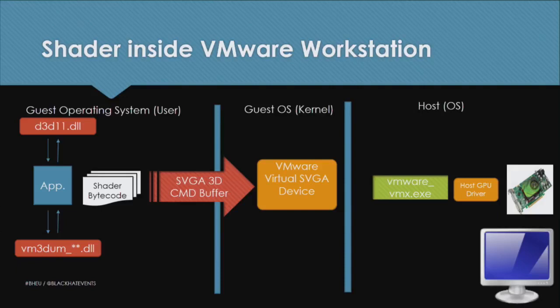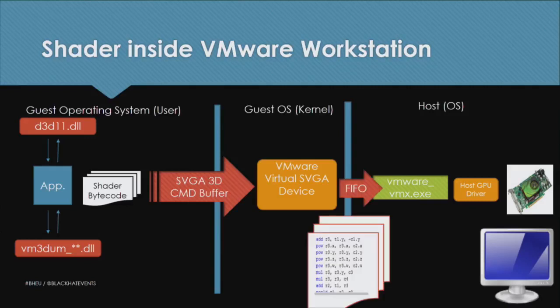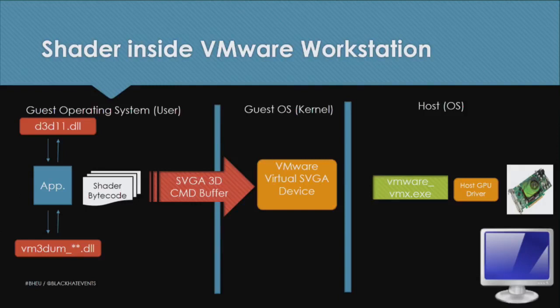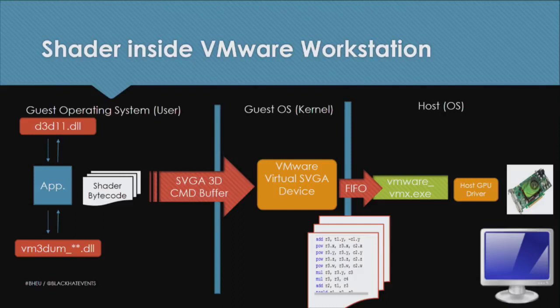Now we are going to talk about what happens if we render a shader inside VMware Workstation. In the guest OS, when any application uses a shader, it uses several user-mode APIs to process the shader. The shader first gets compiled, and what you get is shader bytecode. Once the shader is compiled, some VMware-specific libraries come into the picture, which pack the shader into an SVGA 3D command buffer, and the buffer gets passed to the kernel-mode component of the device, in this case the virtual SVGA device. This fake GPU then passes the 3D command buffer to the host for processing.